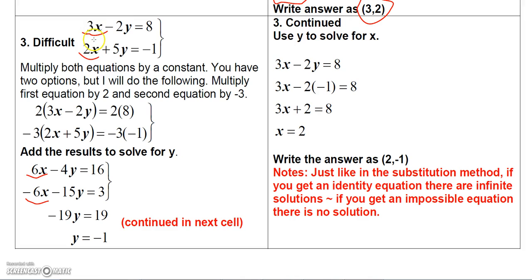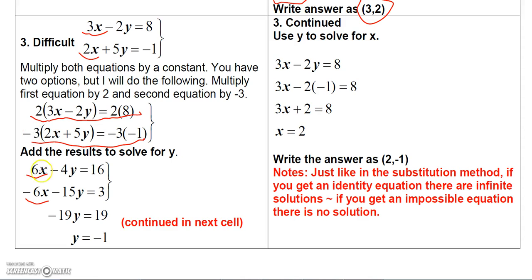But remember, if I multiply 3x by 2, I have to multiply every term in this equation by 2. So when I multiply every term by 2, that's going to give me 6x, 2 times negative 2y is negative 4y, and 2 times 8 is 16. And then likewise, if I multiply this 2x by negative 3, I've got to multiply every term by negative 3.